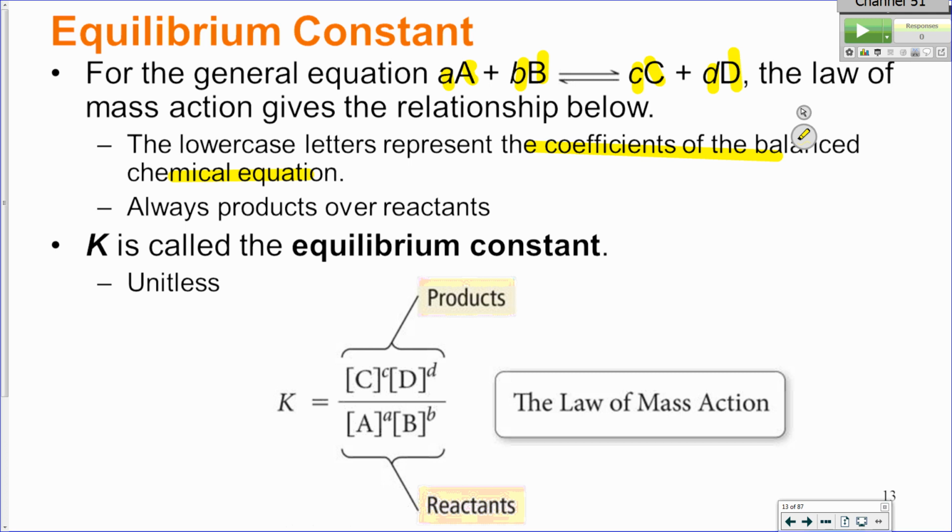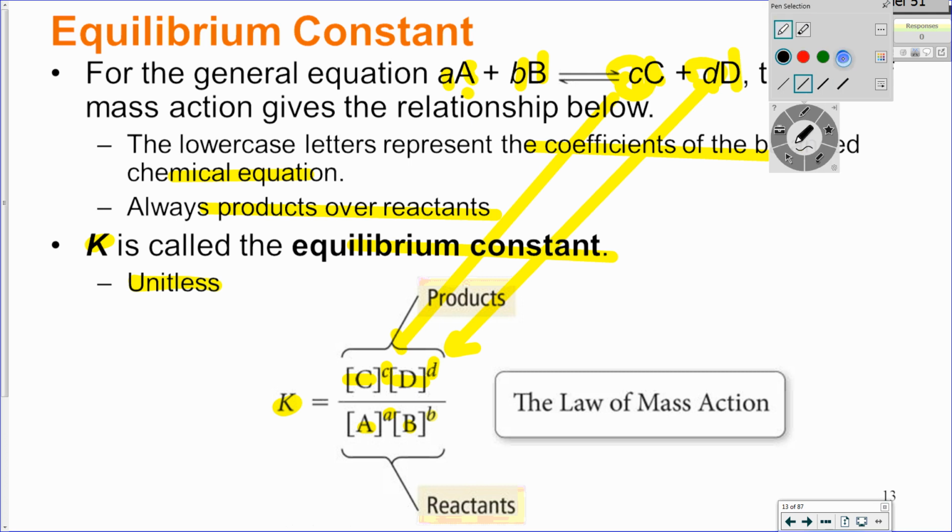We always write this in terms of products over reactants. So the equilibrium constant is what we call K. It's unitless. It doesn't have units associated with it. But we take the molar concentrations for the products, we put those on top, and we raise it to the power of the stoichiometry. So the little c is going to be raised to the power concentration of C. The little d is going to go to the concentration of D. Now on the bottom, it's going to be the reactants, A to the little a power, B to the little b power.